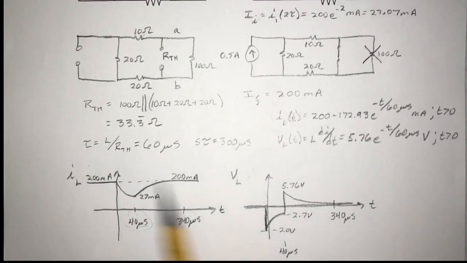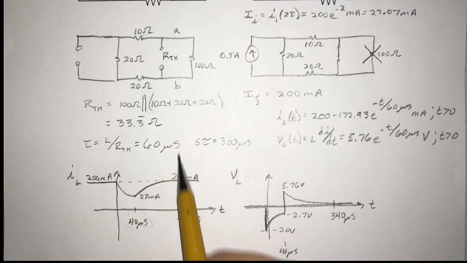For the current plot, the initial current through the inductor was 200 milliamps before the switch was flipped. When the source was disconnected, it degraded down to 27 milliamps. It took about 2 time constants to get there. Then the switch was closed again and the source was reconnected. Over 5 time constants, it built back up to 200 milliamps. But this process was slower than this process because the new time constant was 60 microseconds.